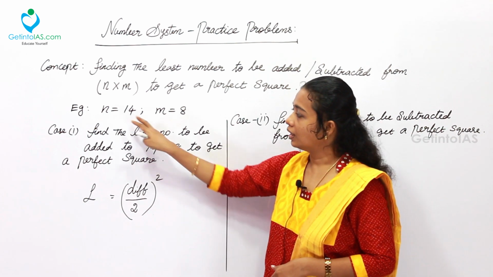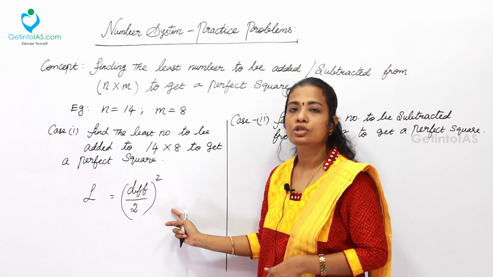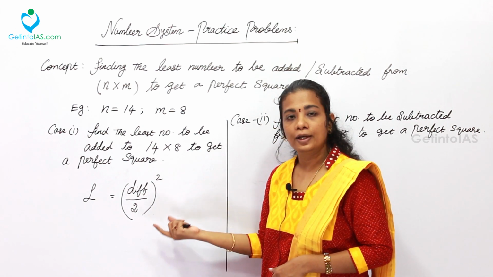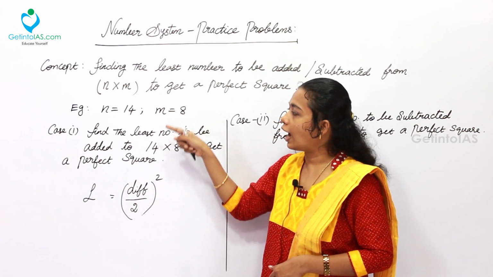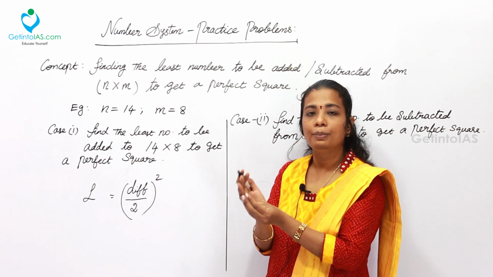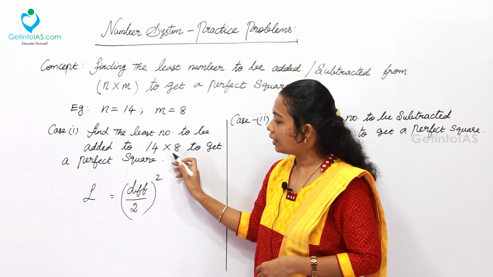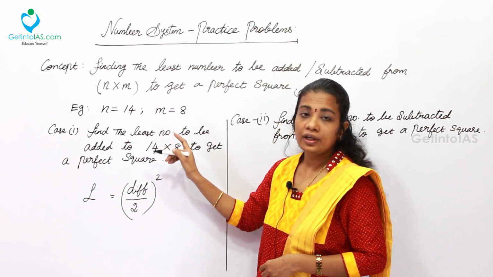If you take the difference between n and m divided by 2 and take the whole square, definitely you will get the number which is to be added to the result of 14 into 8. Definitely the result will be a perfect square. That is the question over here. Let's do that. n is 14 and m is 8.